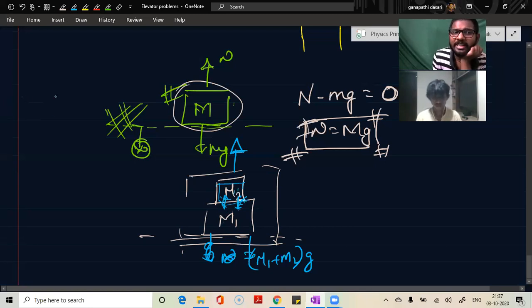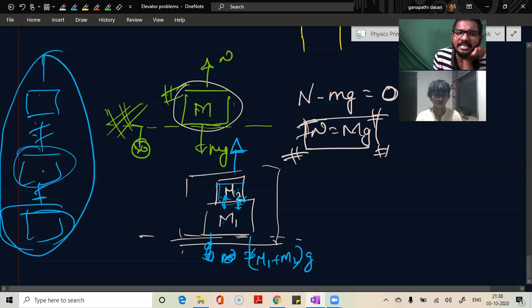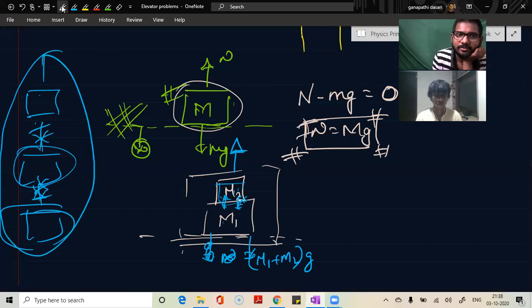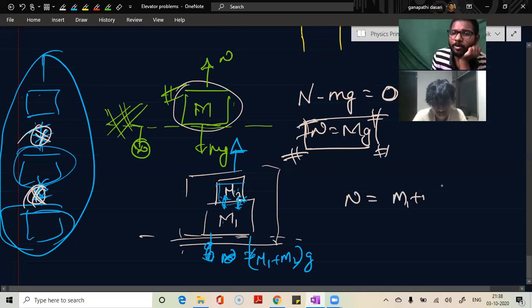Like how I did not consider it in the problem you saw. When I'm drawing only this block, I consider this tension. When I'm drawing this block, I consider this and this. But when I'm taking the entire system, did I consider this and this? No, sir. Why? Because they become internal forces. Now N is equal to what? m1 plus m2 g, or not? By the ground on this surface, this surface force.